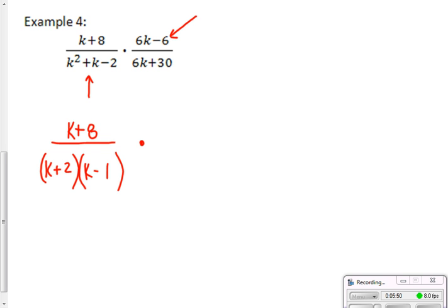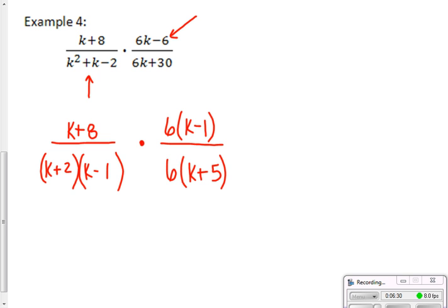6k minus 6. I can factor out a 6. When I factor out a 6, I'm left with k minus 1. And again, a way to double check is to distribute that 6 back in there, and you would find that you wind back up with 6k minus 6. So I factored out a 6, and on the bottom I have 6k plus 30. Again, I should be able to factor out a 6, and when I factor out a 6, I have k plus 5.